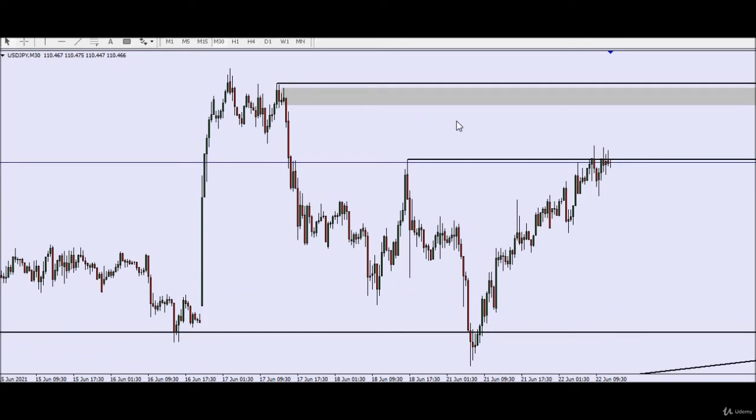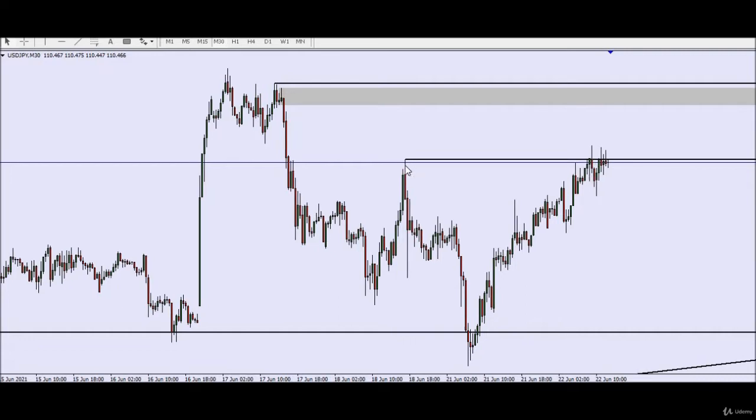This is the 30-minute. As you can see, here was a strong move from this level. Now another touch of this resistance, and you see these wicks. It shows that the sellers are still there, but it doesn't mean that the price cannot go higher.